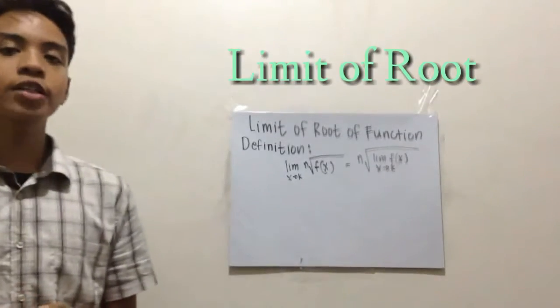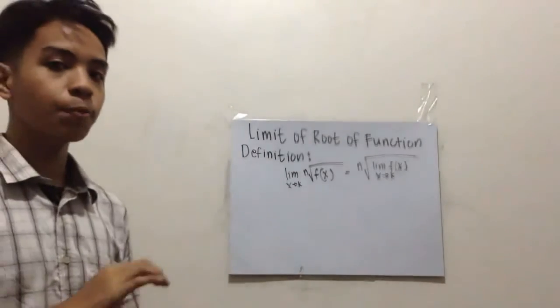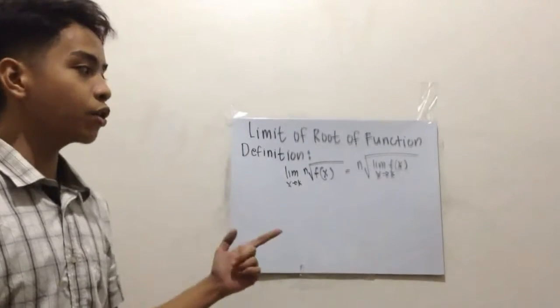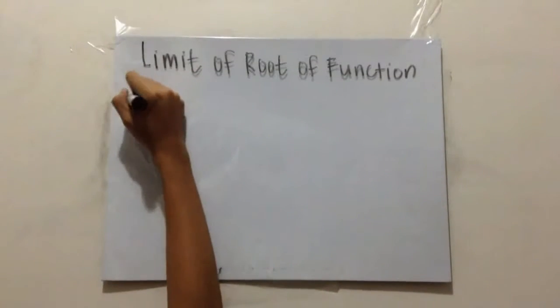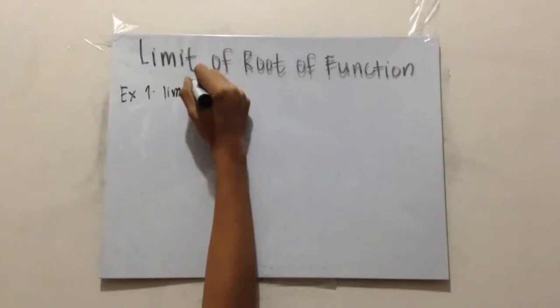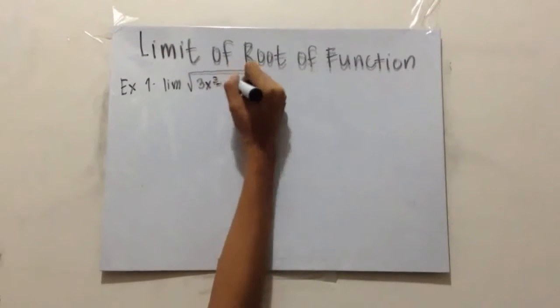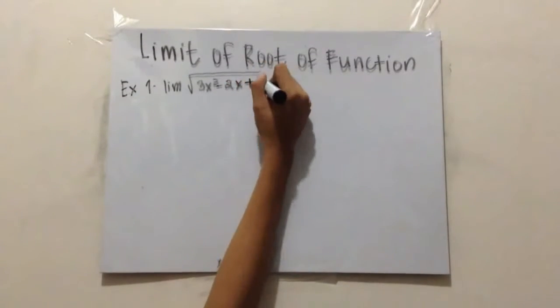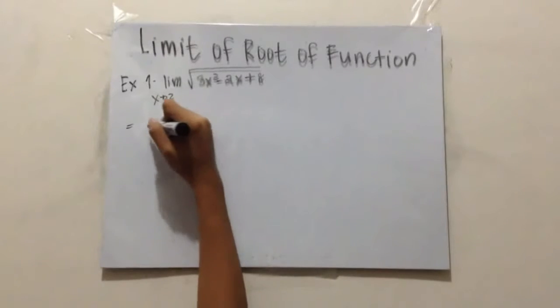Limit of a root of a function. Definition: the limit of an nth root of a function as x approaches k is equal to the nth root of the limit of the function as x approaches k. So for our first given function in the limit of a root of a function, we have the first example, the limit of the square root of 3x squared minus 2x plus 8 as x approaches 2.